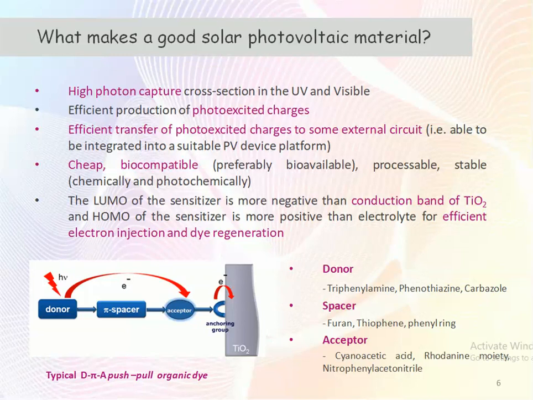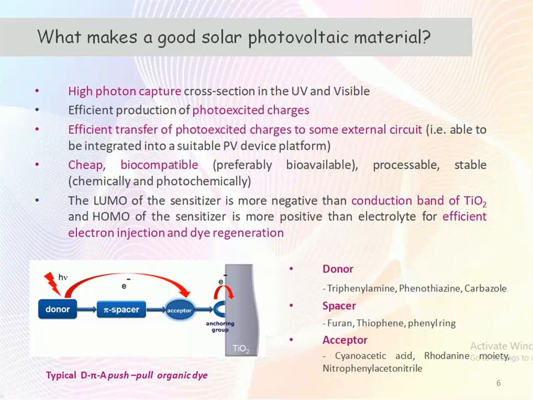Then the LUMO of the sensitizer, that is the reduction potential, should be more negative than the conduction band of TiO2, and it should be localized on the acceptor. And the HOMO of the sensitizer, that is the oxidation potential, should be more positive than the electrolyte. The HOMO should be mainly localized in the donor part, which is electron rich. These conditions will ensure the promise of the material for dye-sensitized solar cells.